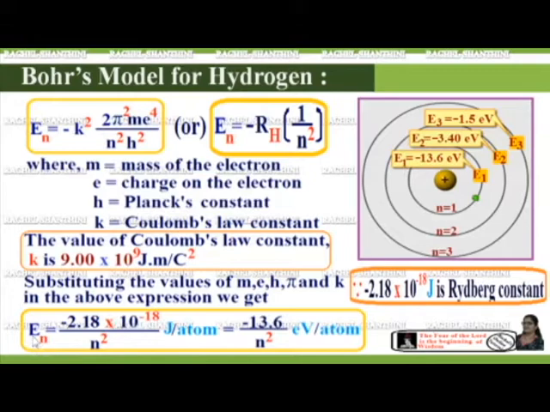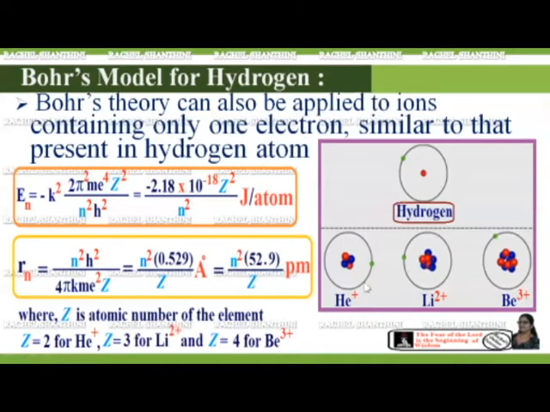If we express the energy of the nth orbit in terms of electron volt, then the value of En is equal to minus 13.6 upon n square. Bohr's theory can also be applied to ions containing one electron similar to that present in hydrogen atom. The energy of the electron in the nth orbit for these ions can be given by the expression En is equal to minus k square 2 pi square m e power 4 z square upon n square h square.